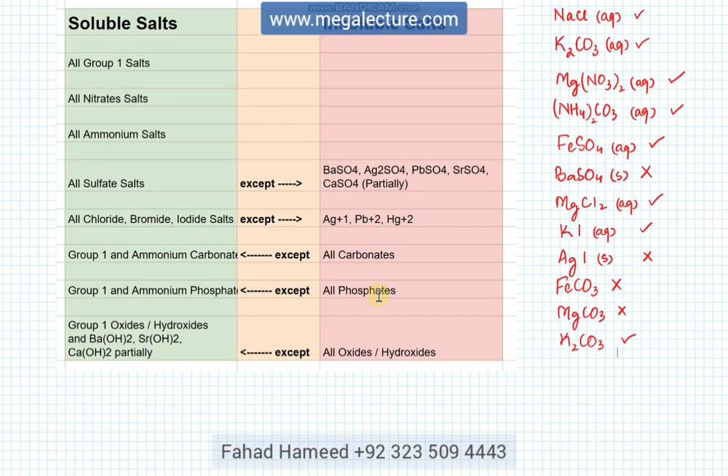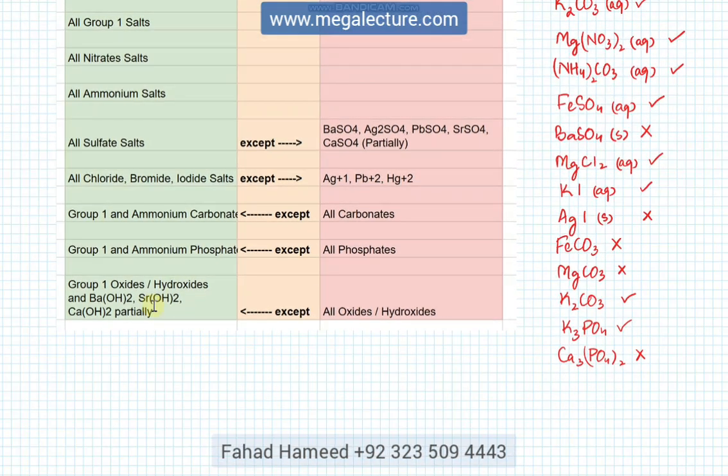If you have a group 1 phosphate, potassium phosphate, K3PO4, K plus 1, PO4 minus 3, group 1 is going to be soluble. But if you have any other phosphate like calcium phosphate, Ca plus 2, PO4 minus 3, so it's going to be Ca3(PO4)2, that's not going to be soluble. So carbonates and phosphates are not soluble, except for group 1 and ammonium.